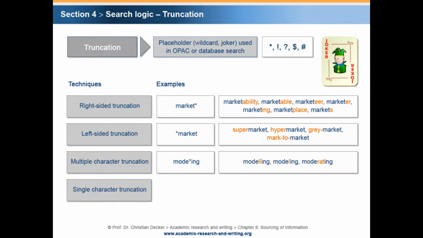Single character truncation. The example mode?ing retrieves literature titles that contain the words modeling. The advantage is that one can avoid meaningless results. The disadvantage is that it does not include findings with different spelling such as modelling. In our example, the single character truncation would be helpful to identify literature titles in American English.